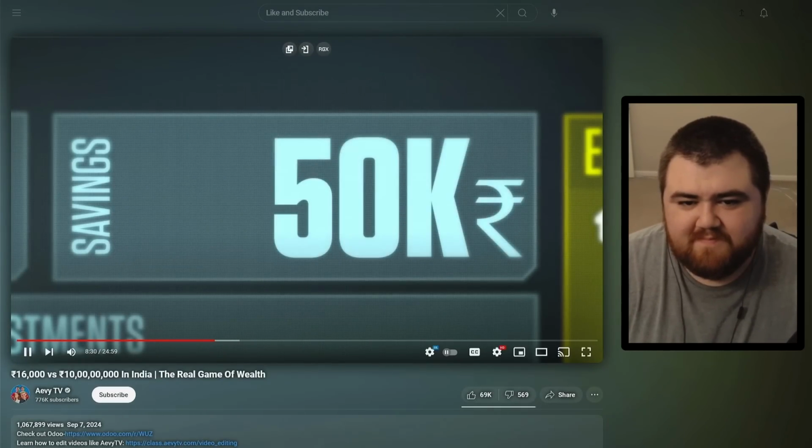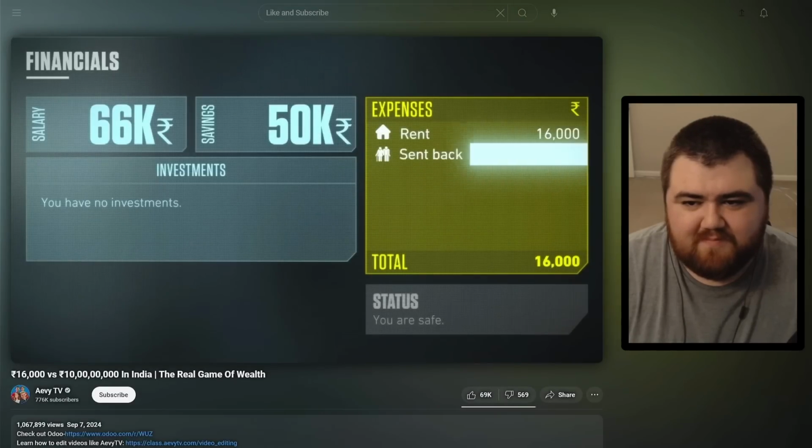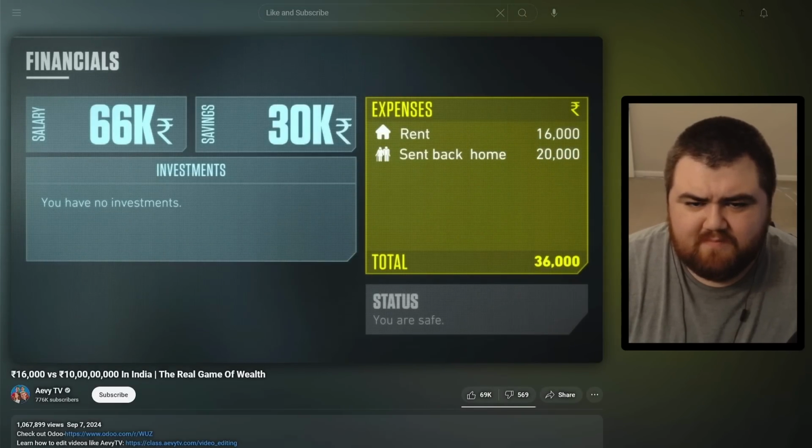Your budget is now down to 50,000 rupees. You have to send 20,000 a month back home to your parents since they are now retired and you need to take care of them.